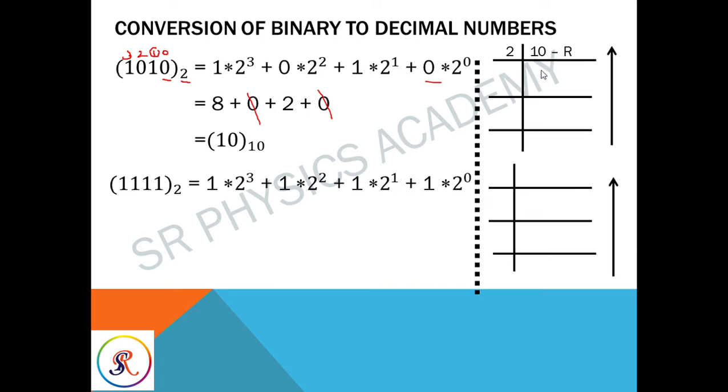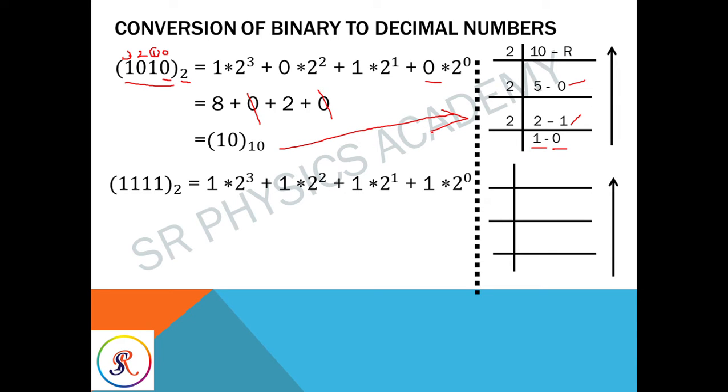Then we do our normal factor method. 2, how many times will it go? 5 2s are 10, and the remainder is 0. Then again 2 2s are 4, the remainder is 1. Now check once more. What is the value we got? 1 0 1 0. Is it correct? From the question, it is 1 0 1 0. That means we have proved that both are correct answers.